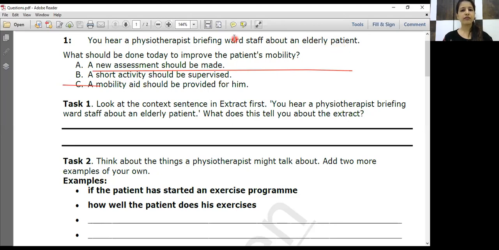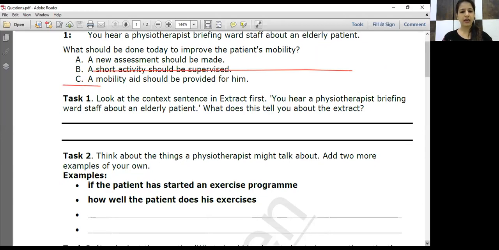So here you don't have 2 people from the same profession, you have people from two different professions. One is a physiotherapist and another is ward staff, or a staff nurse in the ward. And they are going to talk about one elderly patient. It is not going to be generally about guidelines or protocols, but they are discussing a condition or a treatment mainly related to physiotherapy for an elderly patient.